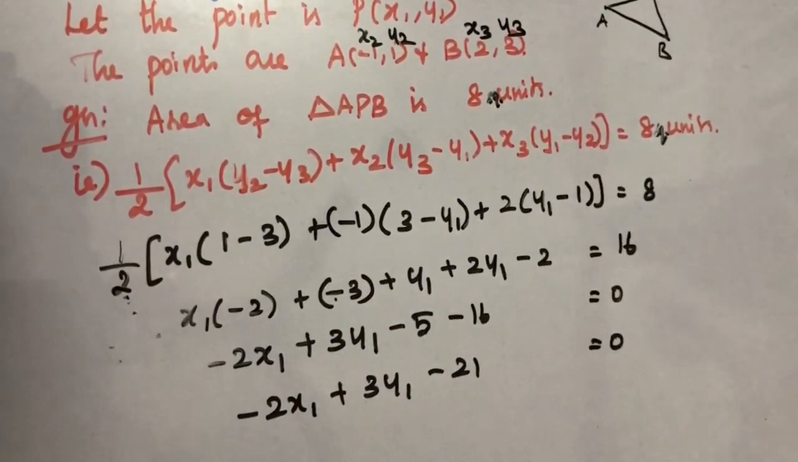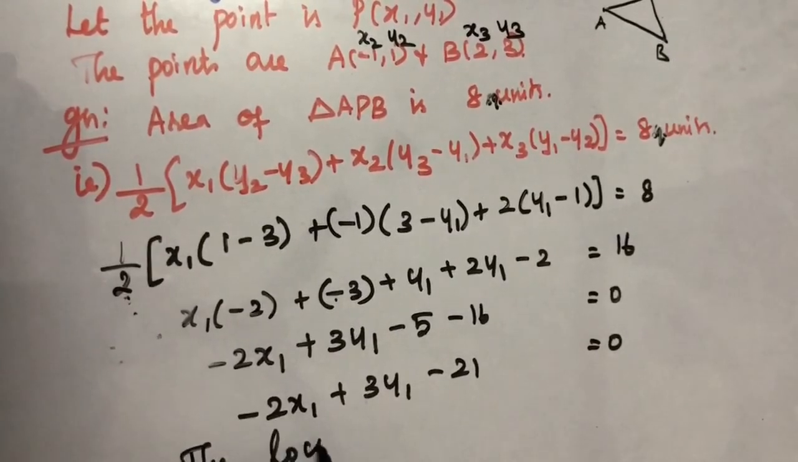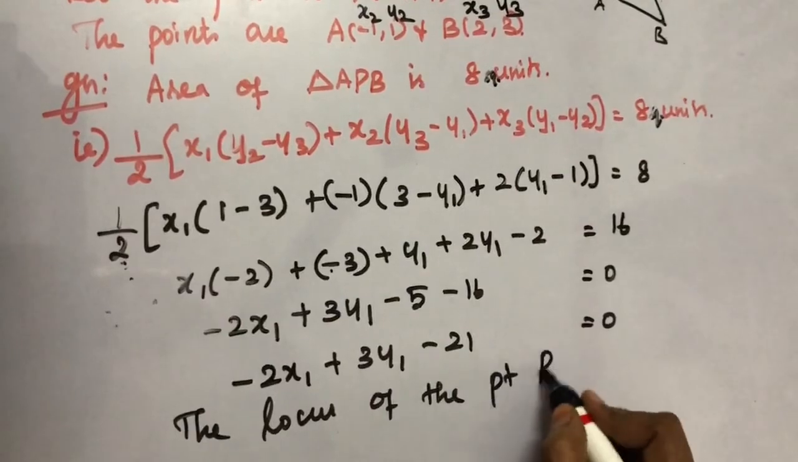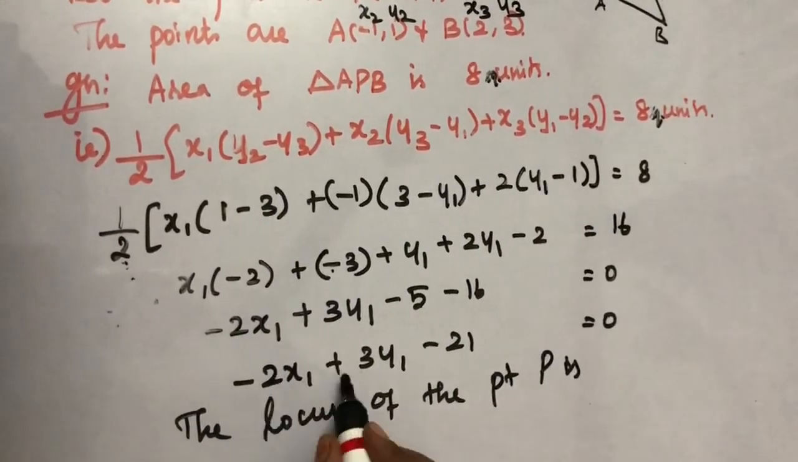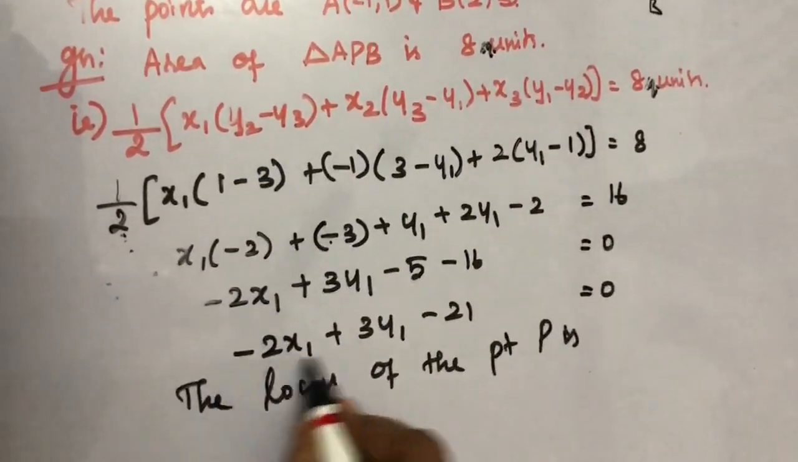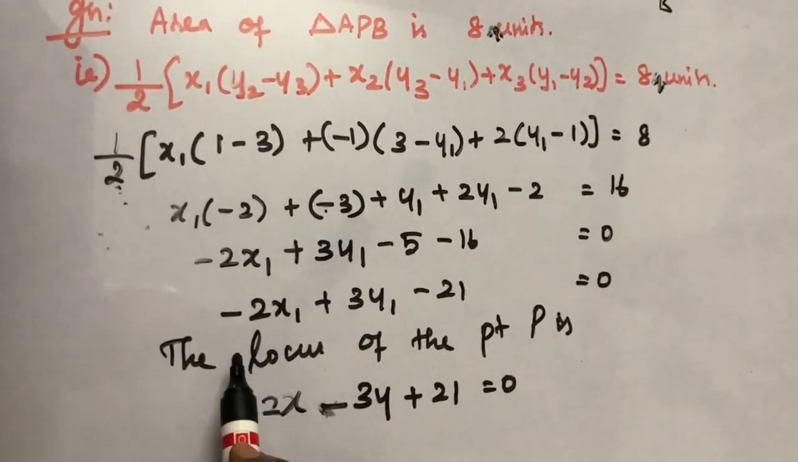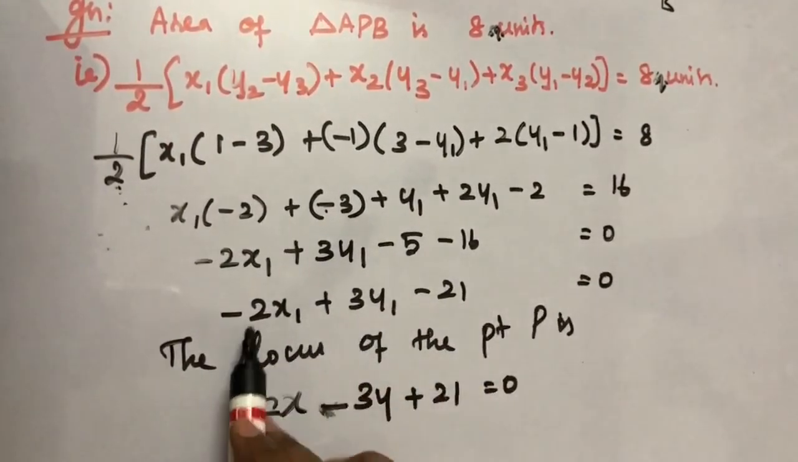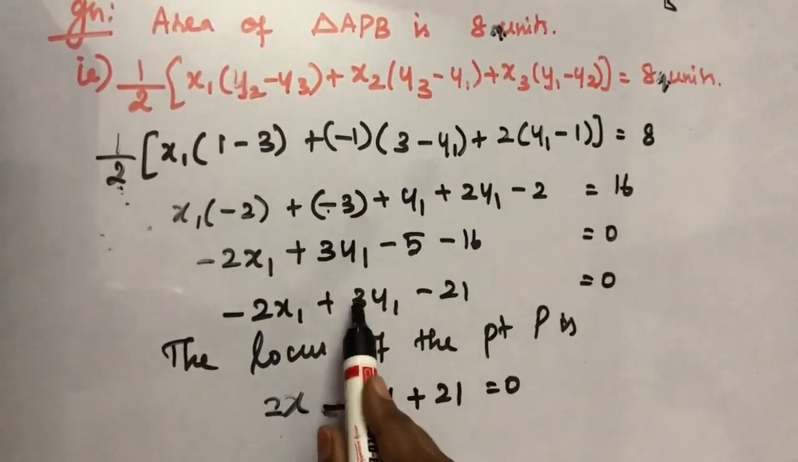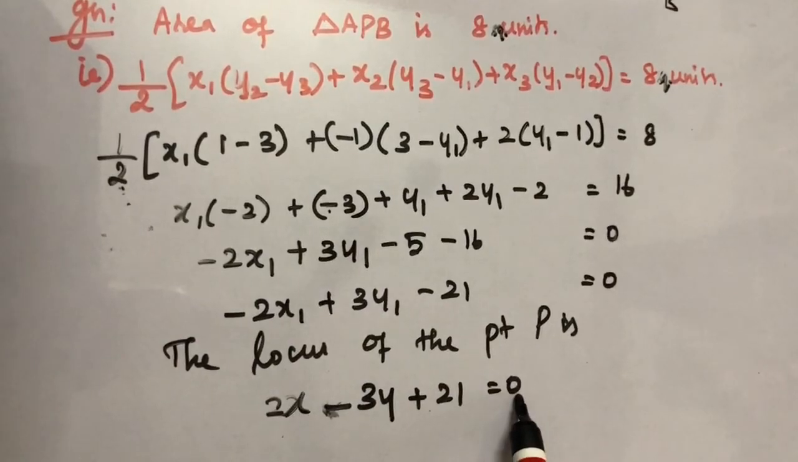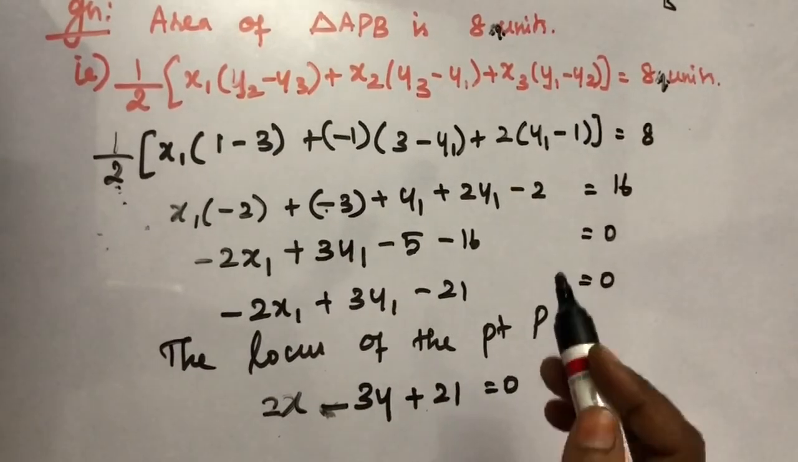So the locus of the point P: we will remove the minus by multiplying the whole equation by minus 1, so the sign changes in this equation. So 2x minus 3y plus 21 is equal to 0 is the locus of the point P.